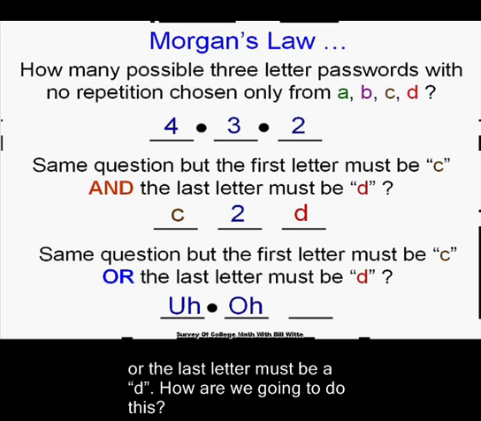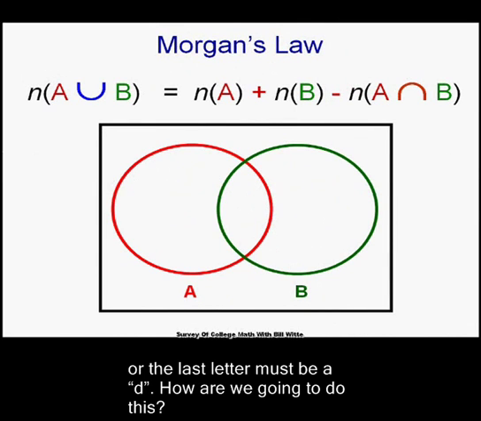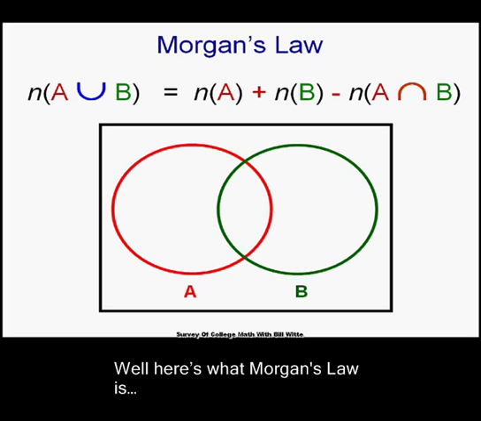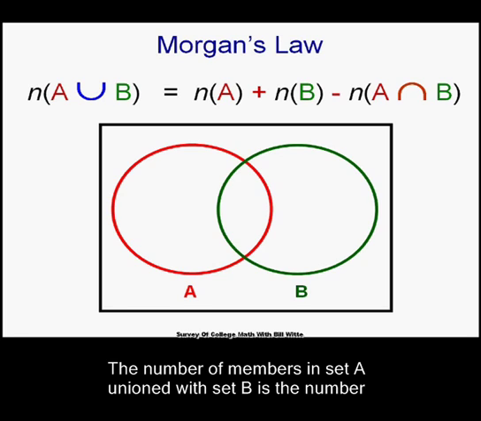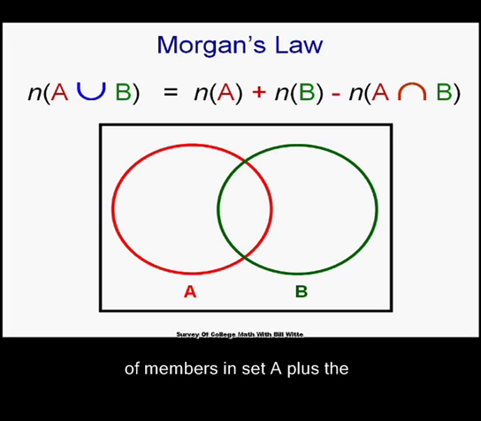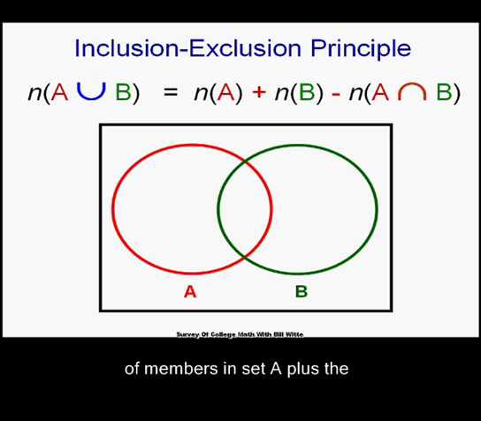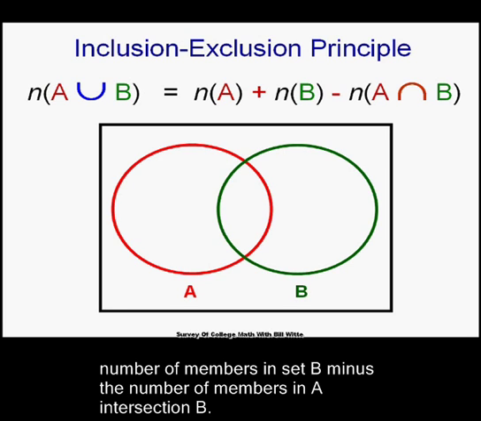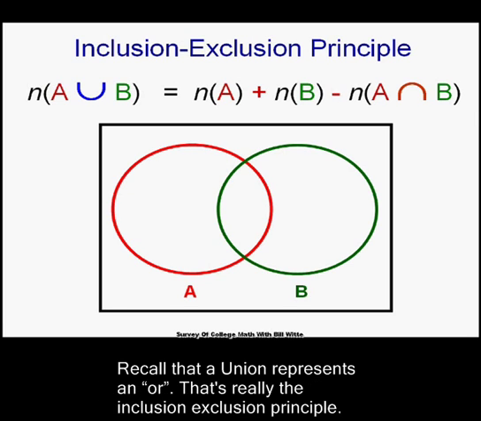How are we going to do this? Well, here's what Morgan's Law is. I see if you haven't seen this before. The number of members in A union B, remember union is OR, is the number of members in A plus the number of members in B minus the number of members in A intersection B. That's the inclusion-exclusion principle.